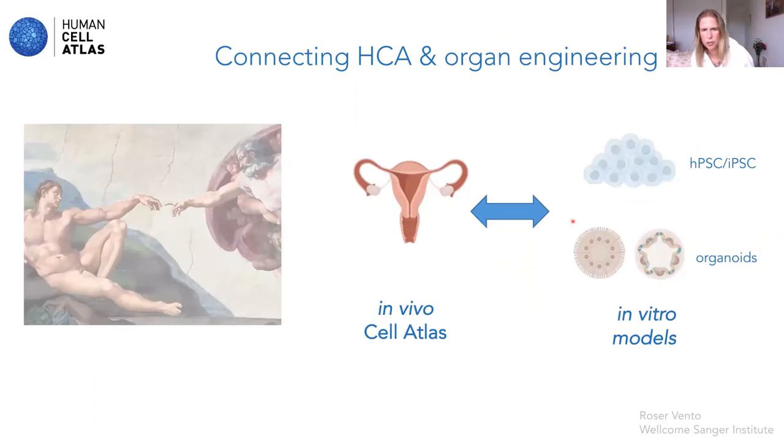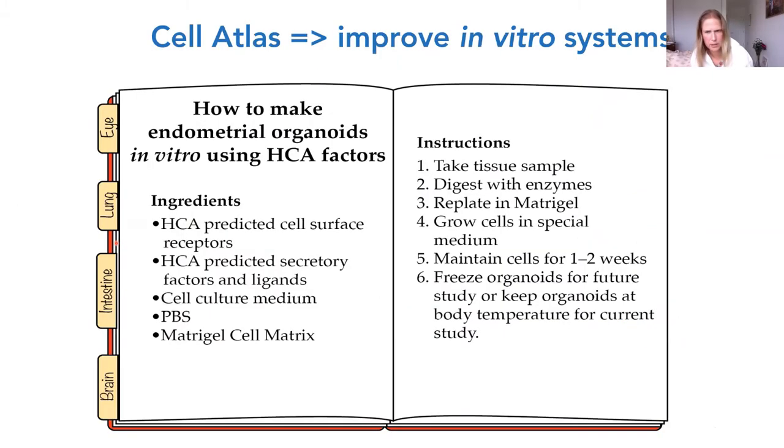And so in my mind, this is how we can connect the human cell atlas with organ engineering to make better in vitro models based on the principles that we learn from in vivo tissue architecture. So it's a bit like God basically engineering the human, kind of as an analogy.